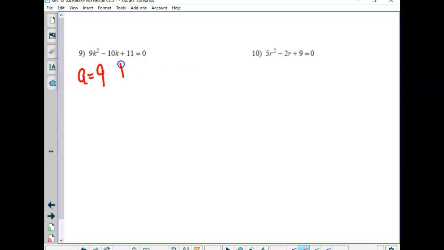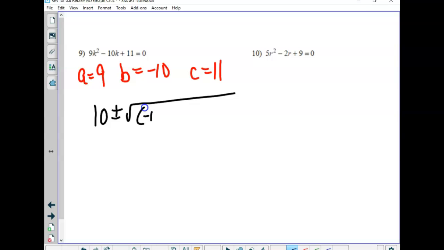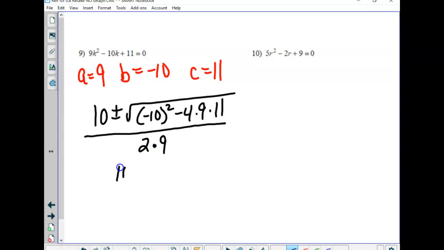A is 9, B is negative 10, and C is 11. This is a good choice because B is negative. If we do, it's quite likely that they're going to have imaginary answers. That's why we're doing complex numbers. Opposite of B, plus or minus the square root of B squared minus 4 times 9 times 11. I cannot tell you the number of people who wrote that part correctly and then somehow got a wrong answer inside the radical. Over 2 times A would be 2 times 9.